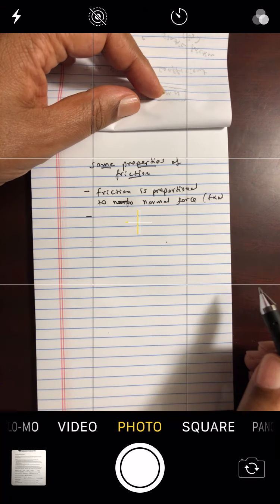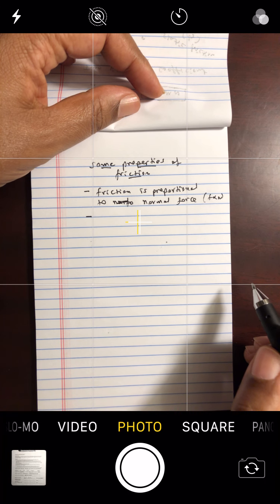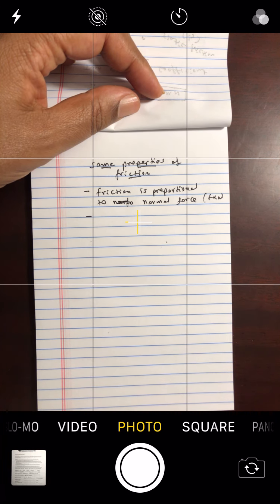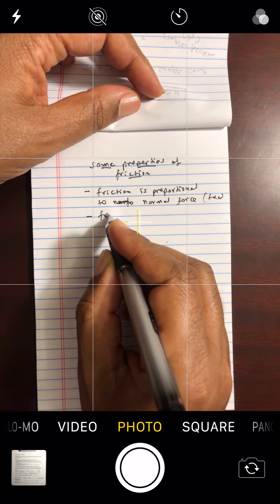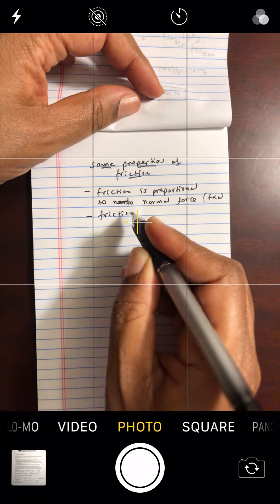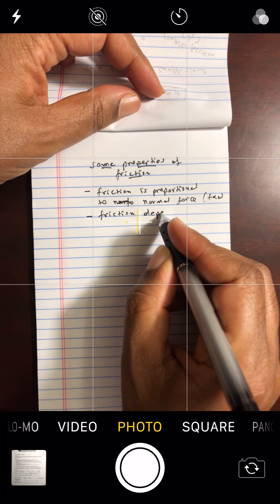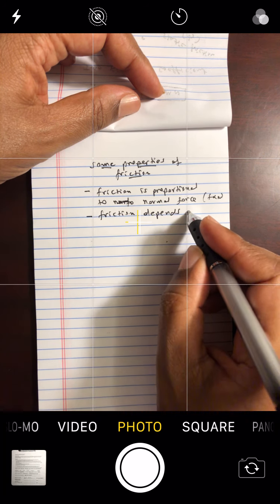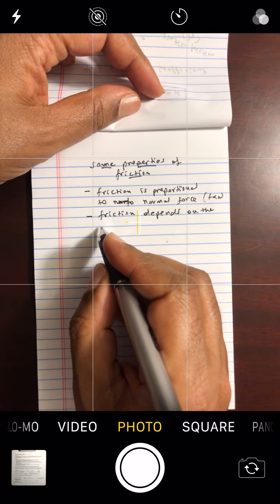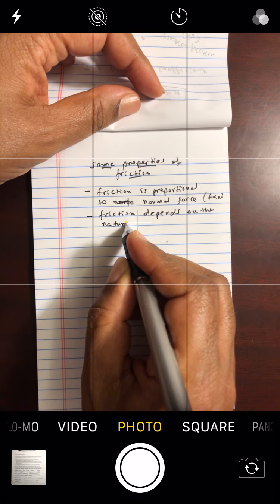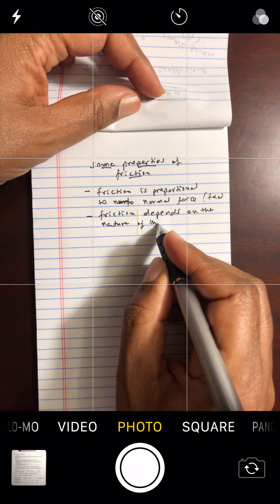And friction depends on the nature of the surfaces. You know, sliding on ice is not the same as sliding on a floor. So friction depends on the nature of the surfaces in contact.